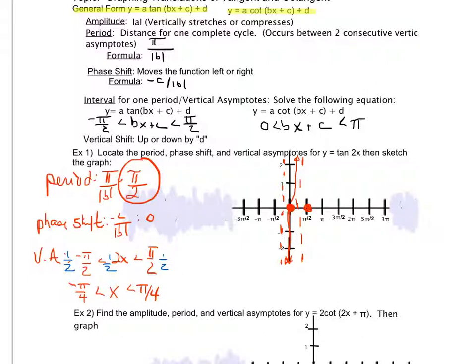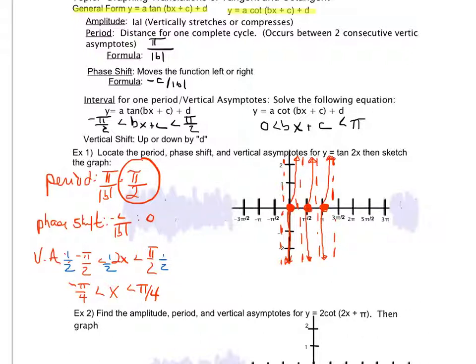Same thing, I'm going to go over pi over 2 from my asymptote here and make my next one. And then I can draw in that next cycle. Same thing, over a distance of pi over 2 on both the intercept and the asymptote, and draw in, again, that next cycle.